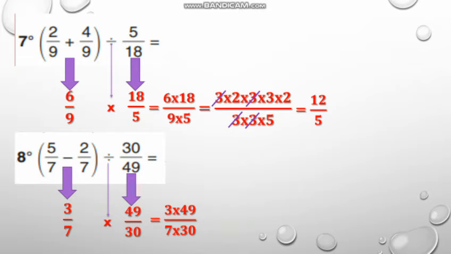I multiply the numerators and the denominators together. Instead of 49, I can write 7 times 7. And instead of 30, I can write 3 times 5 times 2. So now I can see if I can simplify. I can simplify by 3 and by 7. So the answer will be 7 over 10.